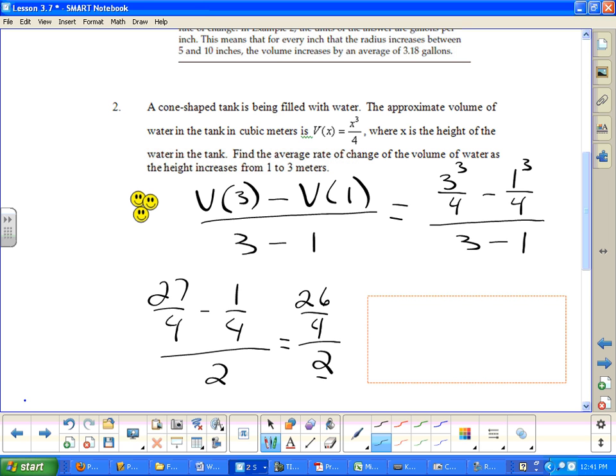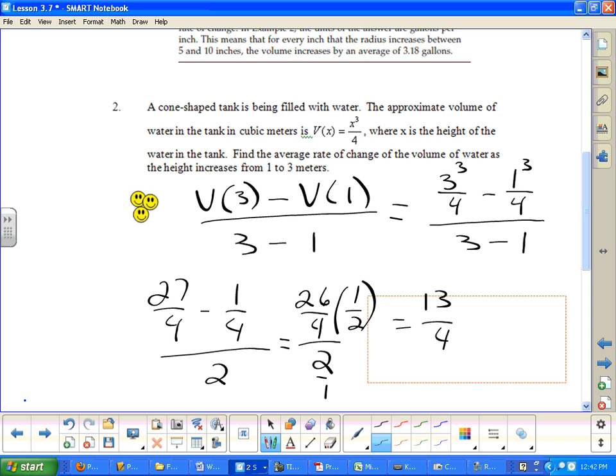And this is like 2 over 1, right? If we're dividing by a fraction, we copy, change, and flip. So we're going to multiply by 1/2. So we get 26 over 8, which I reduce to 13 over 4. And what is this change? What's happening here? We need units. So what kind of units do we have? It's close to cubic meters.